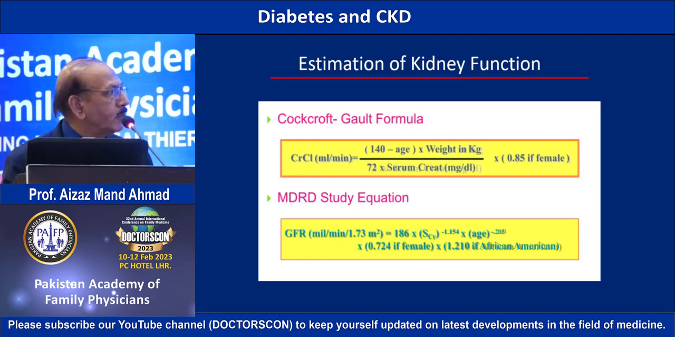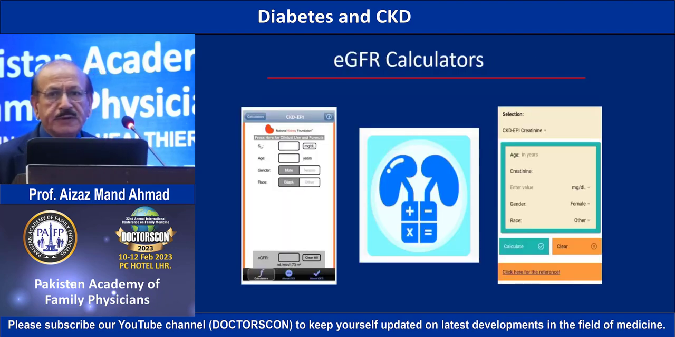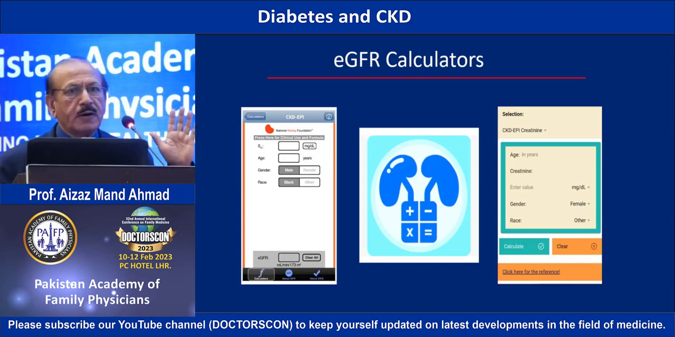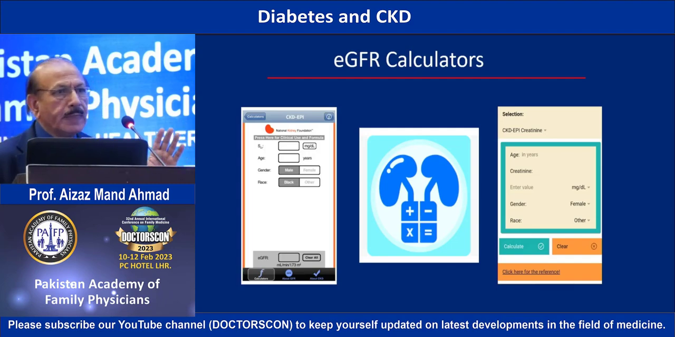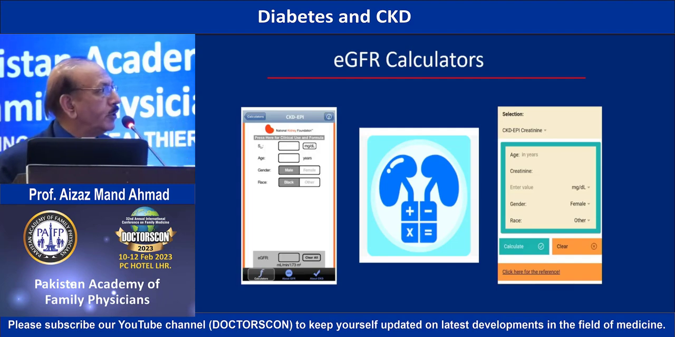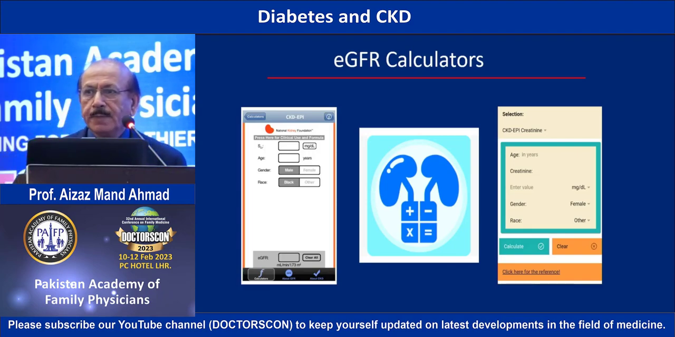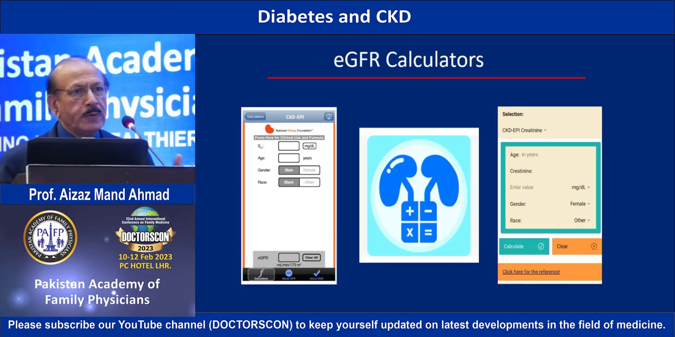And then there is an MDRD equation, which is a bit complex, and then there is the CKD-EPI, and different formulas are there. But now life has become much easier with the help of these eGFR calculators, which you can download on your smartphone from the Apple Store or from other sources. All you have to do is put in the patient's creatinine, age and gender, and you just press this button and it gives you the GFR of that person. So in this modern era, no patient should walk out of your clinic without having his GFR calculated, so that you can plan your strategies of treatment accordingly.